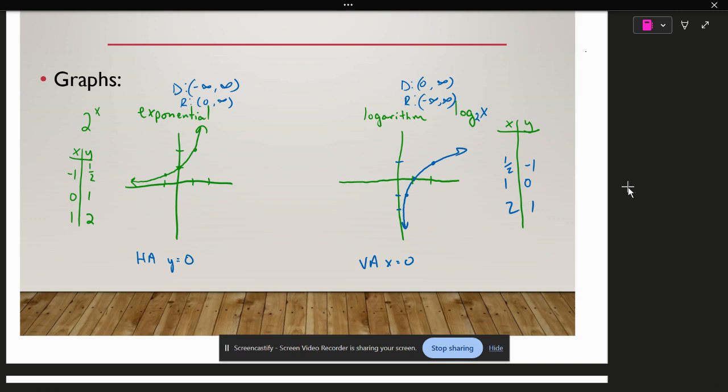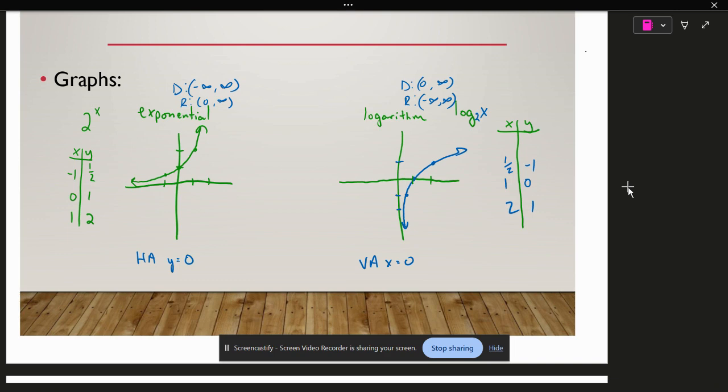But the big thing that you need to know with these graphs, and I'll leave this up here for a minute, is that exponentials and logarithms are actually inverses of each other. So when you switch from x to y, it's also the same thing as switching x and y with logarithms. So on the left is the exponential.